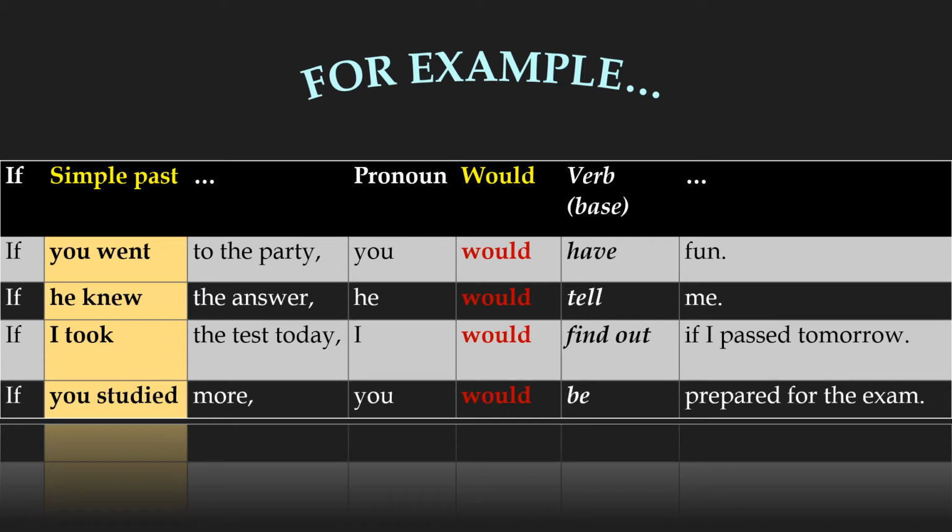Okay, notice that all of these sentences have the comma at the end of this part of the clause. And they all start with the word if, and they all have the auxiliary verb would in the second clause. Okay, you would have fun. He would tell me. I would find out. You would be prepared.